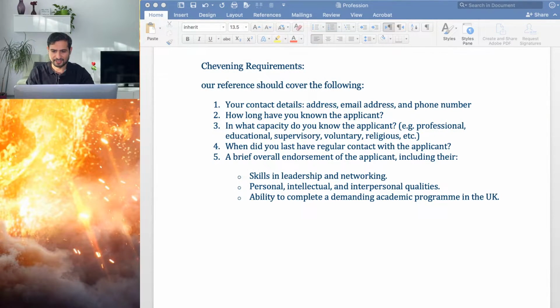As you can see here, we have the Chevening requirements. It's just a reference for us. I would like to explain the requirements of Chevening. I just copy-pasted it from their website.